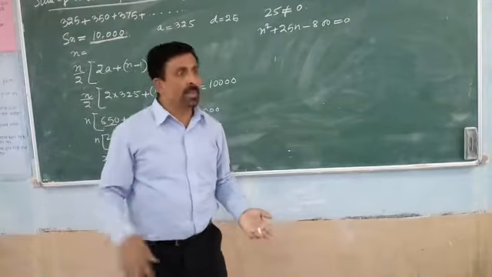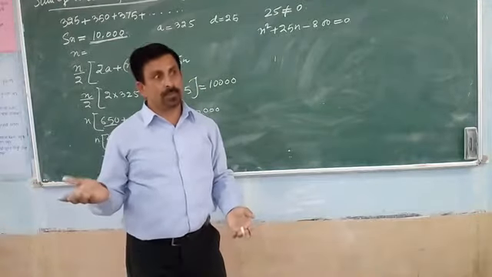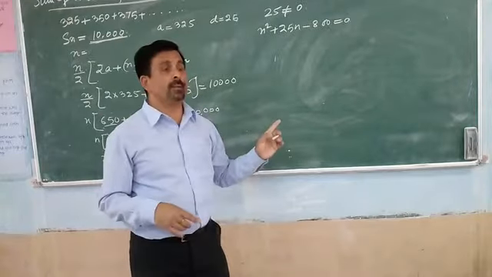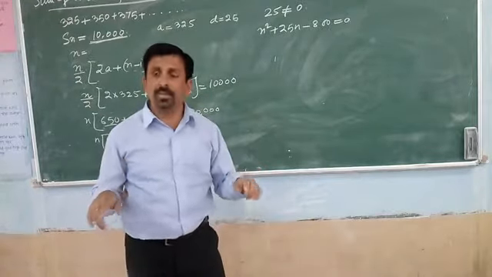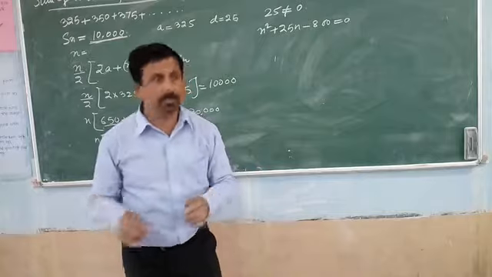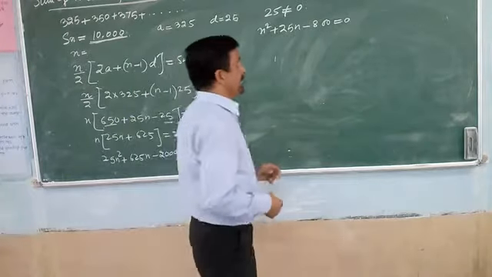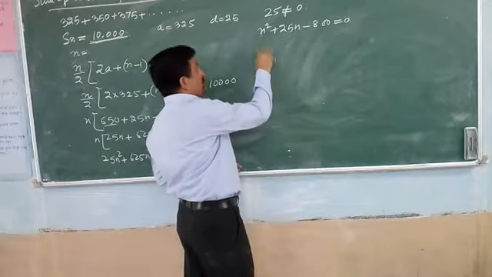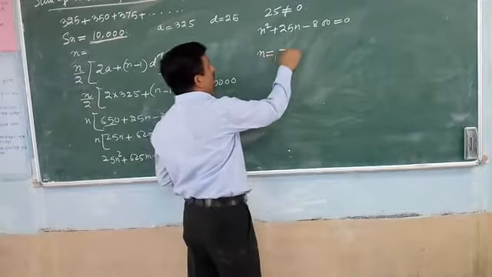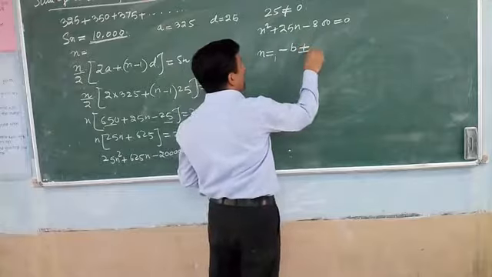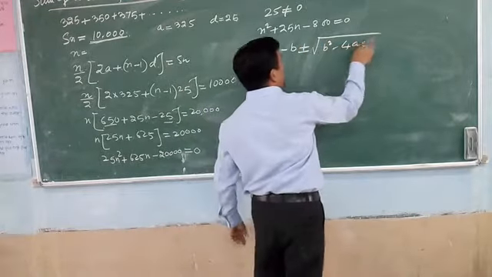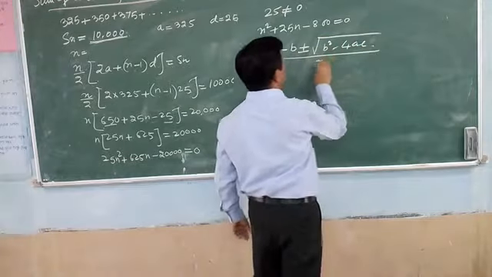So we have another alternative method by which we can find the value of n without factorization. And for that we have a formula. Since we are going to calculate the value for n, the formula will be n is equal to minus b plus minus root over b square minus 4ac divided by 2a.